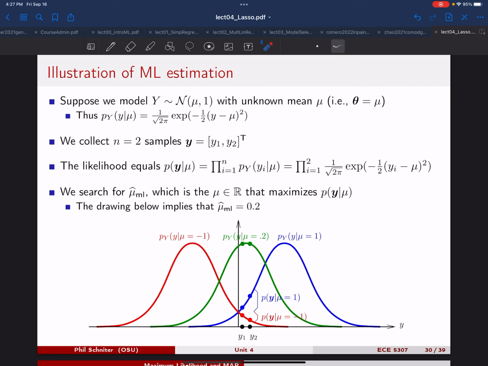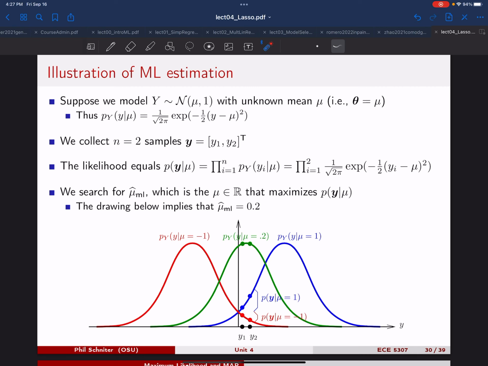What if I instead hypothesize that mu is 1? Then we have the blue curve. Now you can see we get these two likelihood values. I take their product, and that would be my overall likelihood. As you can see, the product of the blue values is going to be higher than the product of the red values. So that means that mu equals 1 is more likely than mu equals -1. But it's still not as likely as we could make things.